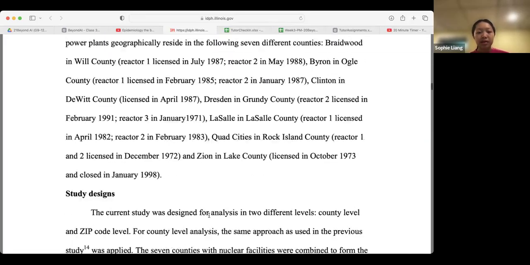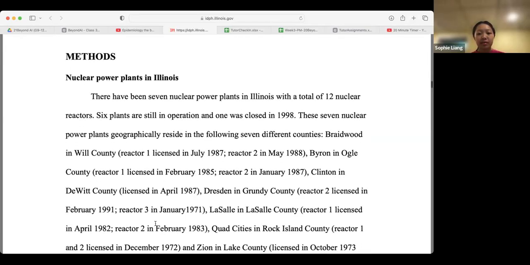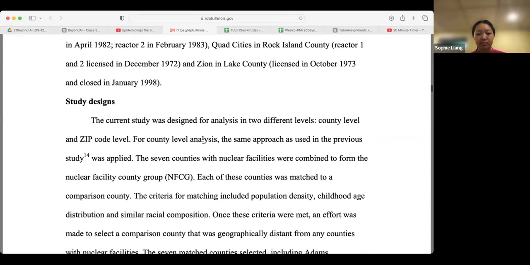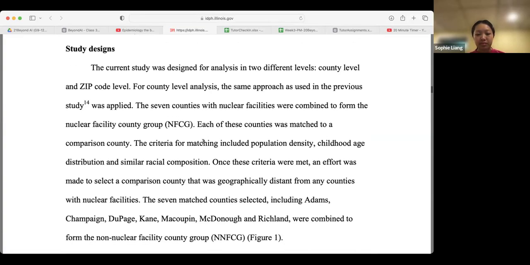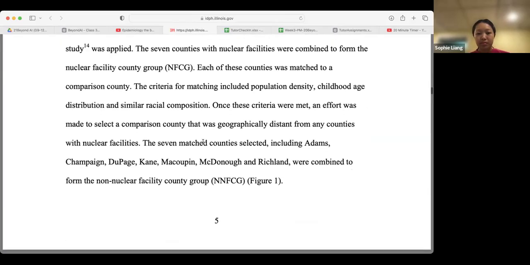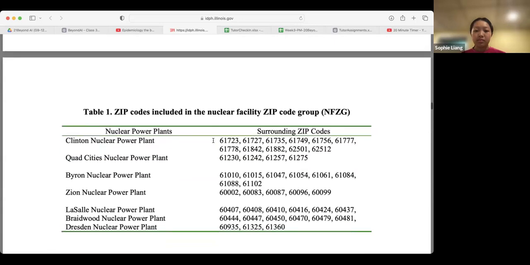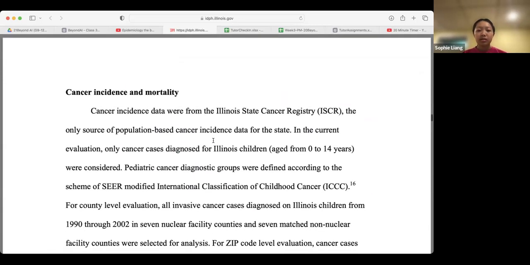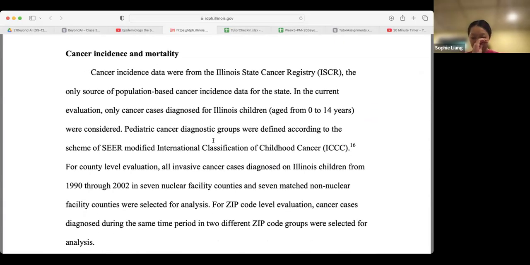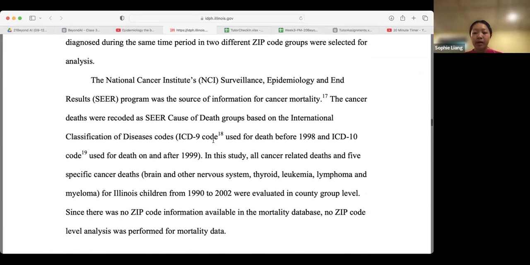Let's look at the methods section. Yeah, so it looks like they're just looking at one point in time, how many people have cancer, and then where they're living, like close to a nuclear facility or not close to? Okay, great.